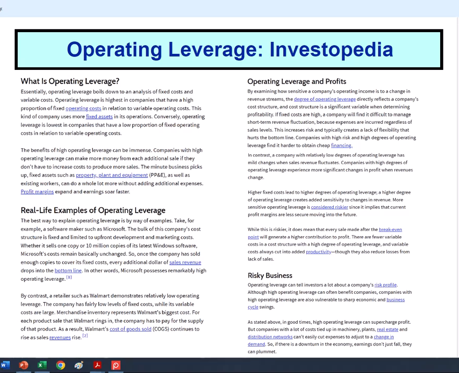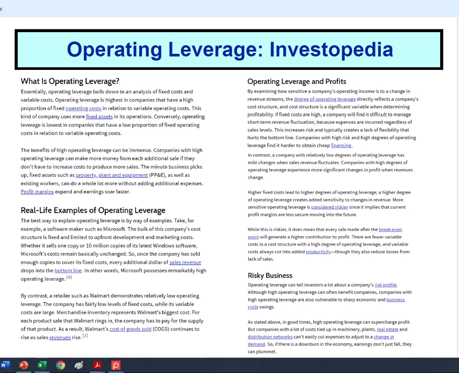So something like Microsoft has super high operating leverage because the cost of their product on a variable cost basis is practically nothing, right? A student copy of Microsoft Office downloaded from the internet doesn't cost Microsoft anything. What does that cost Microsoft to deliver? All their costs are fixed, right? And so, developers and software engineers, right?